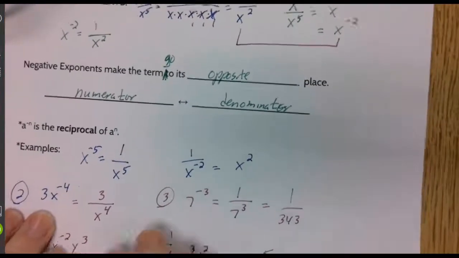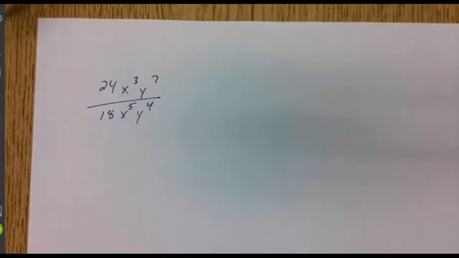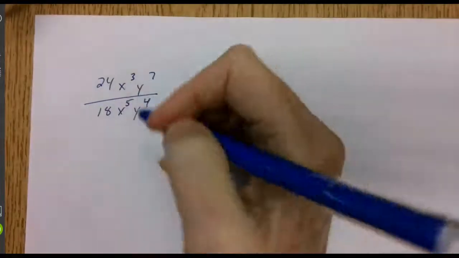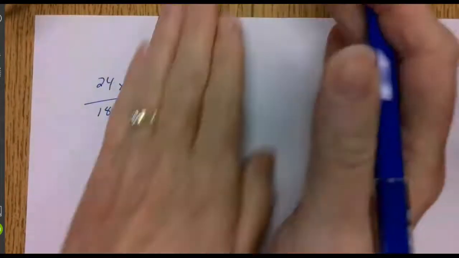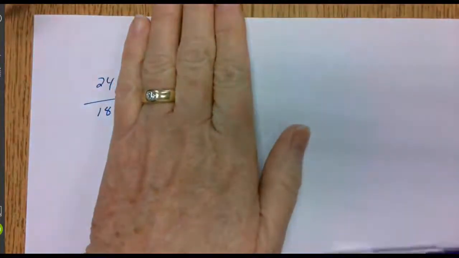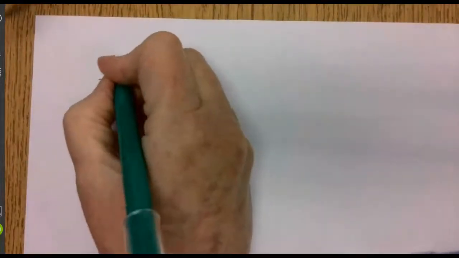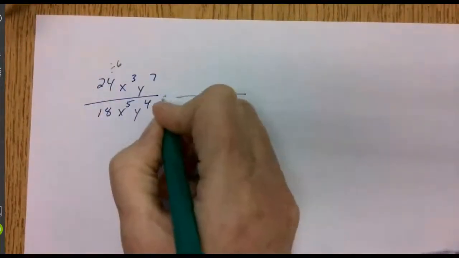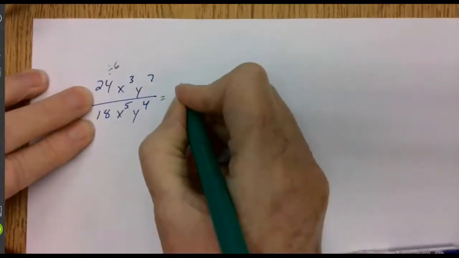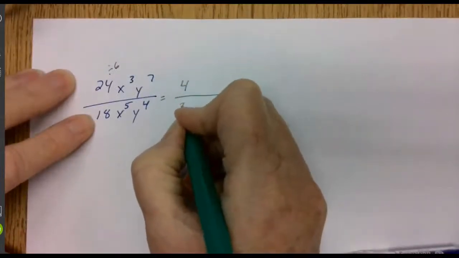Let's see if there's another one that's kind of a tricky one. So here's another one I want to try. Okay? So if we look at this, 24 and 18, both divisible by 6. So I divide 24 by 6, I get 4. 18 divided by 6, I get 3.